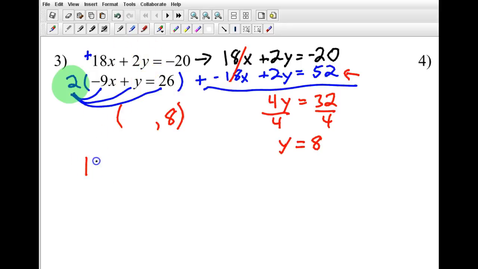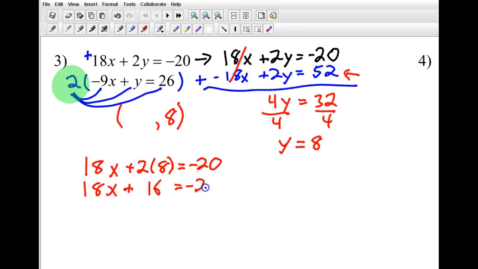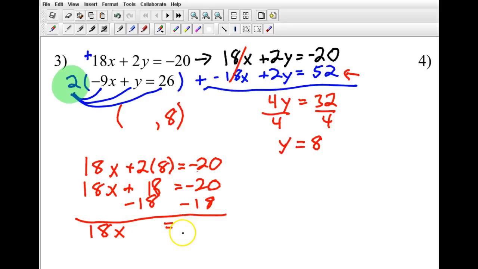So I can do 18x plus 2 times y, which is 8, equals -20, and finish it up. Yeah, the bottom one, yeah. Doesn't matter which, same thing. Oh, that's 16. That's why. Negative 36. There we go.